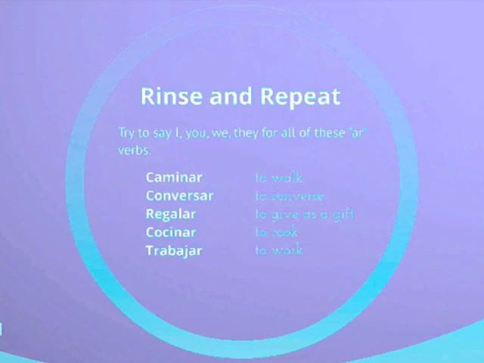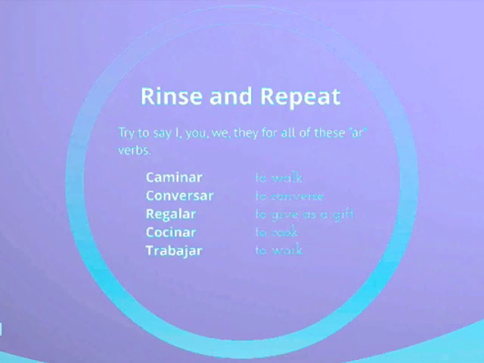You're going to take off the AR. Leave the root, which is regal. You're going to say, yo regalo. I give as a gift. Do you know how you say, you give as a gift? That's right. Usted regala. What about we give as a gift? Absolutely. Nosotros regalamos. Good. And what about they give as a gift?